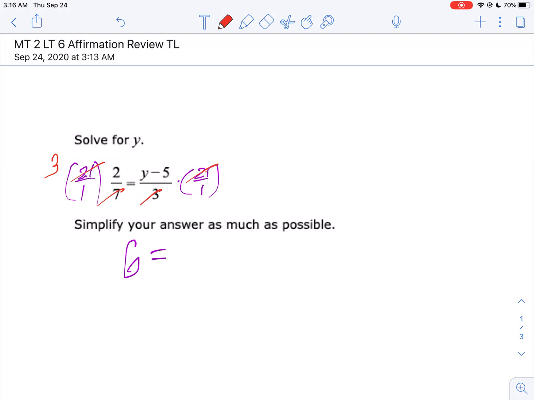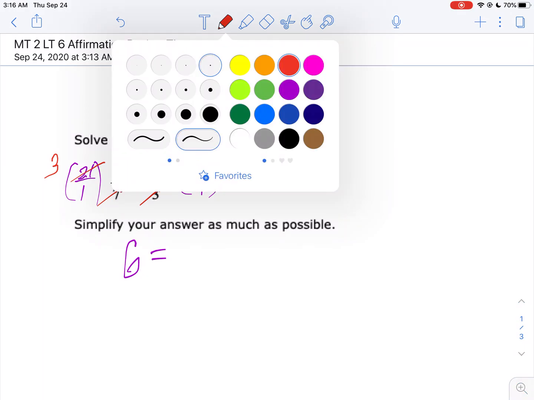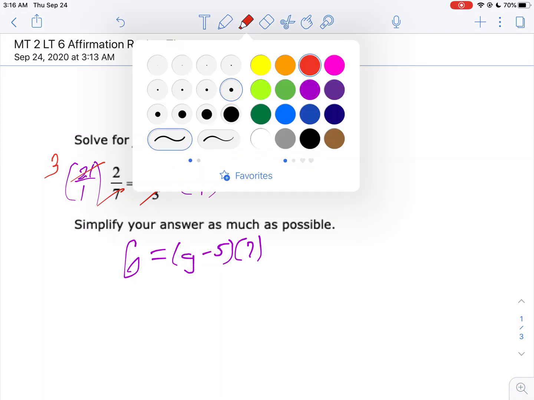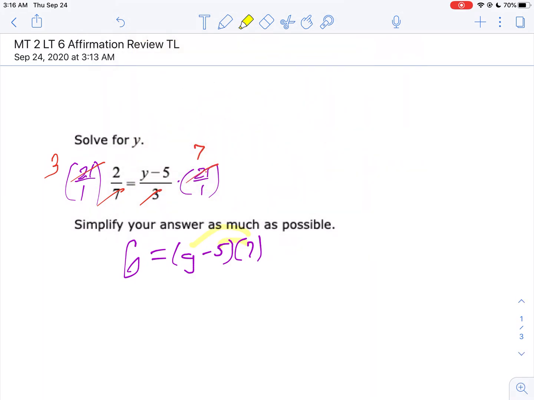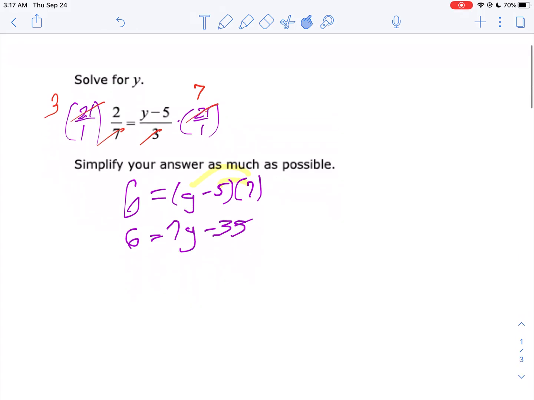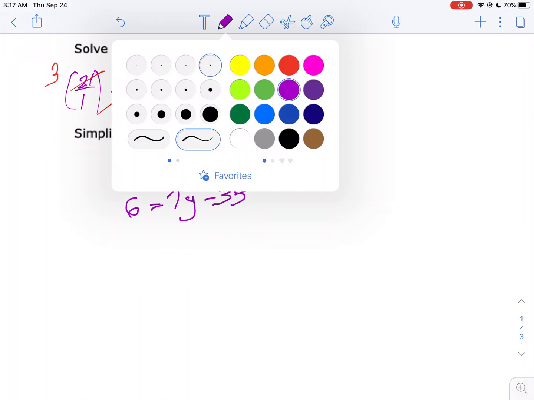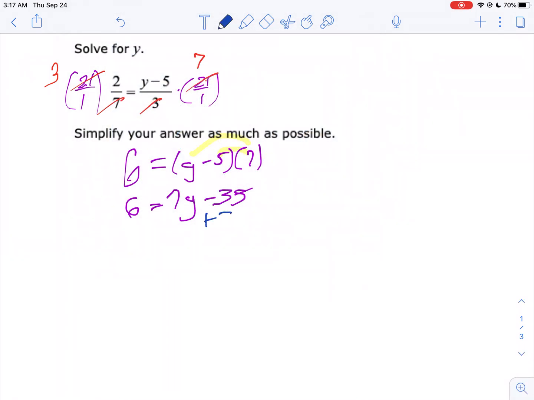3 goes into 21 7 times. So what we've got here is y minus 5 times 7. Now, let's distribute that 7. Let's do the left distribute into the parentheses. So you've got 6 equals 7y minus 35. Now let's solve for y. The opposite of subtracting is adding, so we're going to add 35 to both sides.